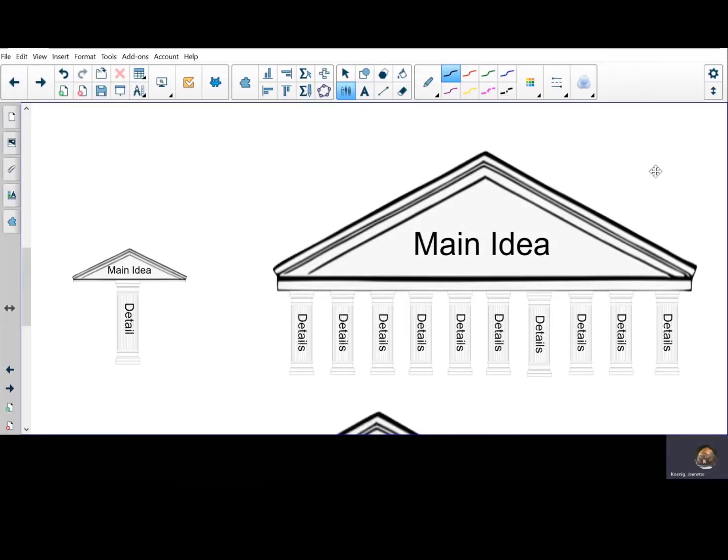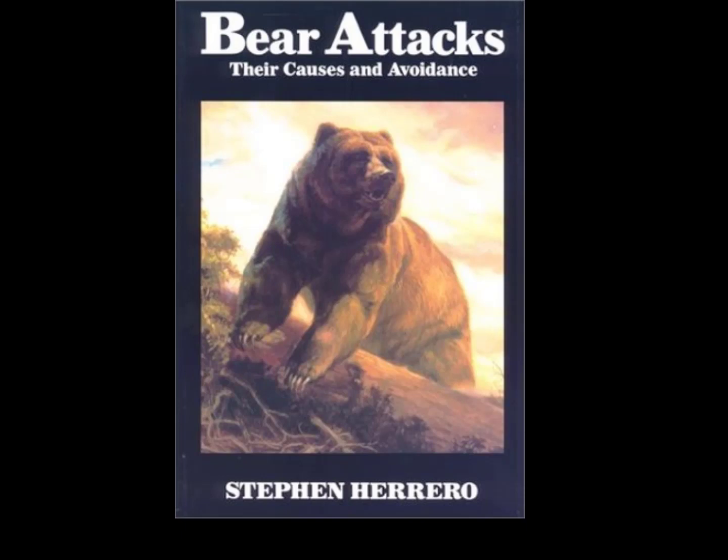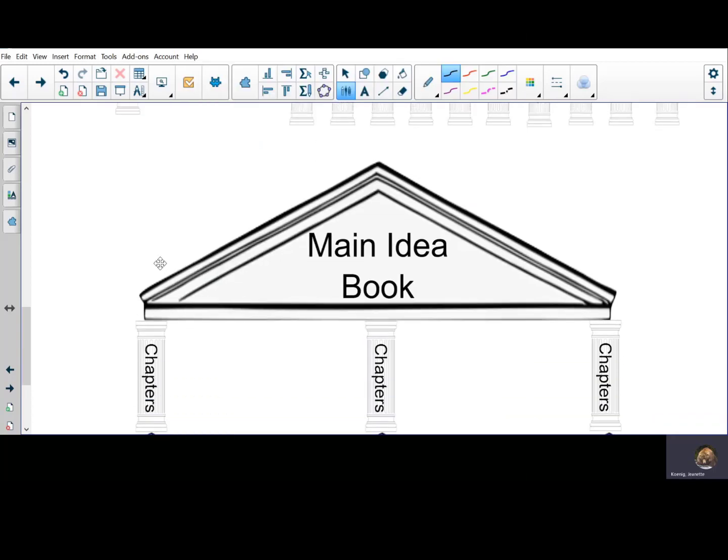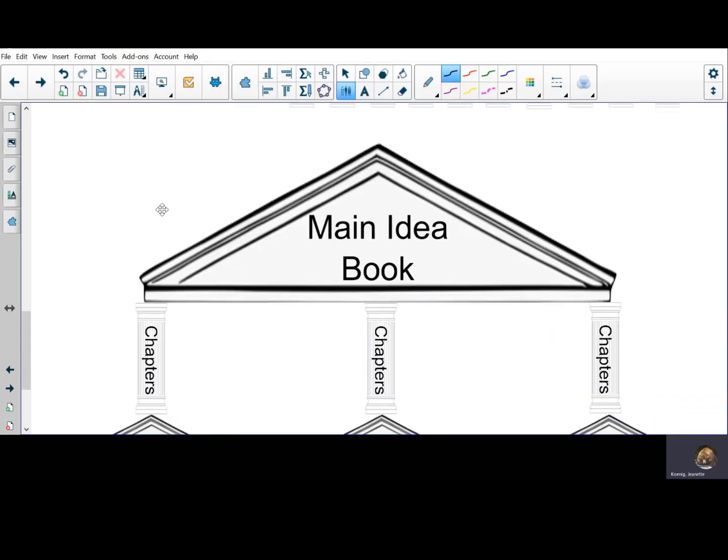Now, the main ideas are not restricted to just paragraphs. Your book can have a main idea. There could actually be a couple of main ideas in that book, but if you read a book, somebody's going to ask what it's about. And I'm going to say my book is about bear attacks and why they happen and how to avoid them. This book is going to be divided into chapters which support its main idea. My diagram here has only 3 chapters, but books usually have a lot more in real life.